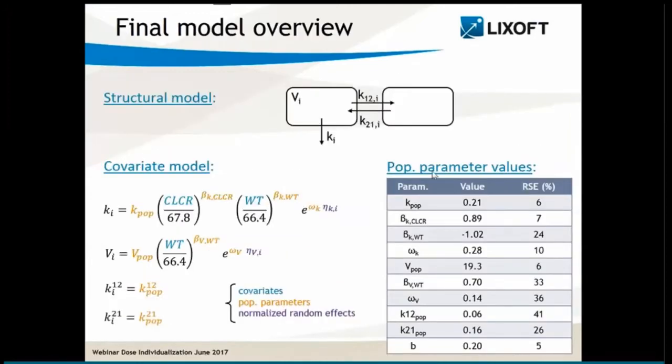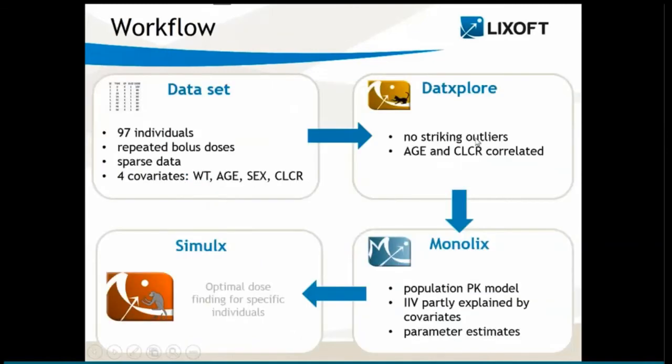we have ended up with a two-compartment model. K12, K21 do not have any inter-individual variability. The elimination rate and V have inter-individual variability. Part of it is explained by the covariates, and part of it is unexplained and is captured through the random effect. Here you have again a summary of the population parameter values that have been estimated. So we now have a population PK model that characterizes the pharmacokinetics of Tobramycin. We have parameter estimates, we have inter-individual variability, and part of it is explained by the covariates.